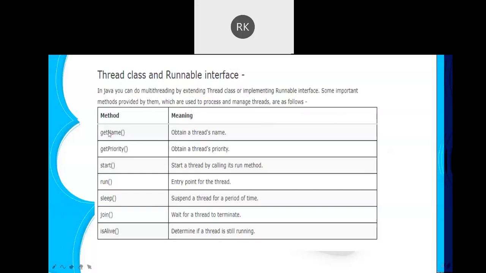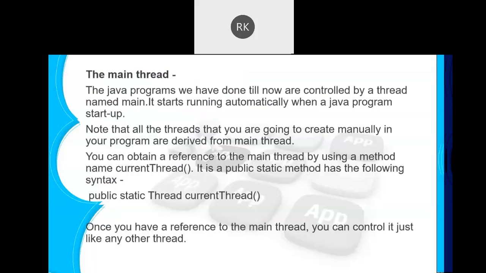The first method is getName, which will return the name of the thread. getPriority obtains the thread priority. start starts a thread by calling it. run is the method that will be the entry point of the thread. sleep suspends a thread for a period of time. join waits for a thread to terminate. isAlive determines if a thread is still running. These are some of the methods.